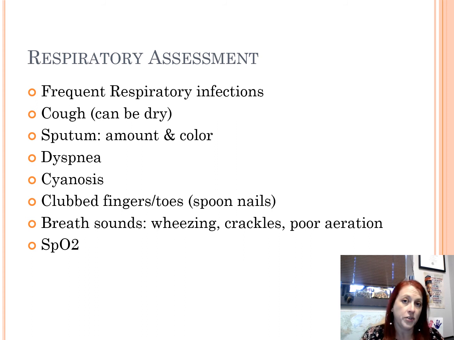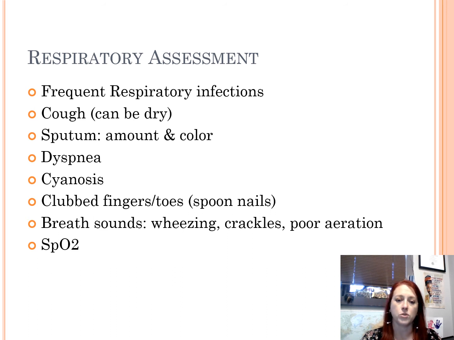If the lungs are healthy and not having any issues, SpO2 should be normal. Again, if they have an infection or those lungs are starting to shut down and they're heading into more of that COPD-like picture, then they will have decreased oxygenation. And because of this chronic low O2 level, we'll see things like clubbed fingers and toes, or spoon nails.